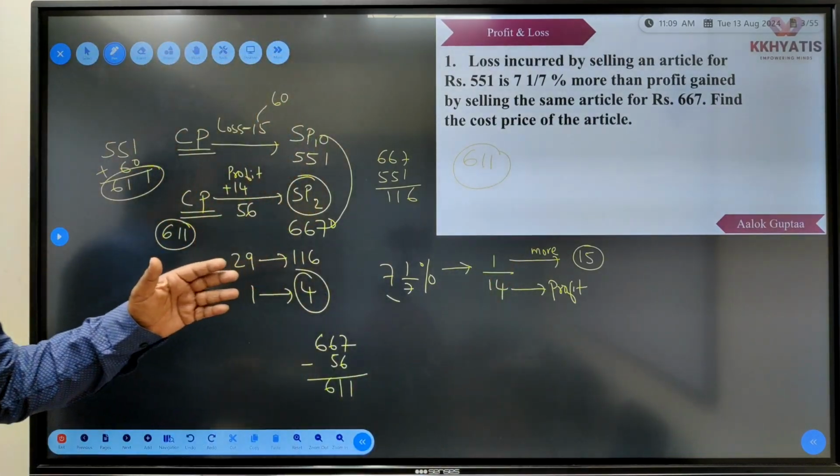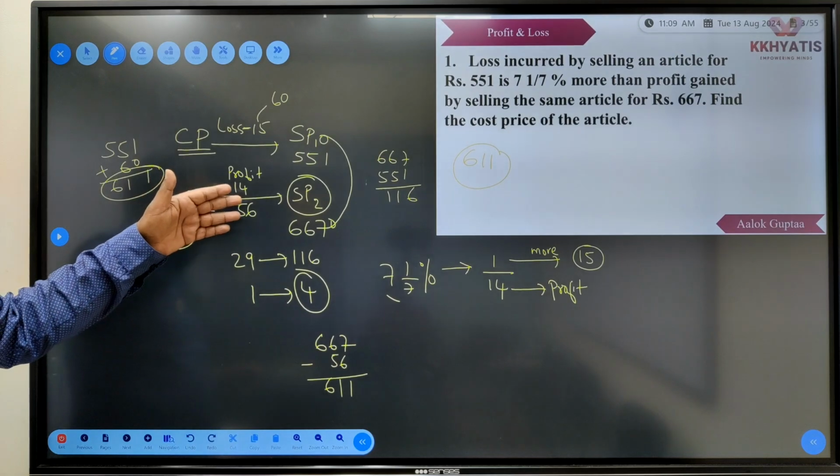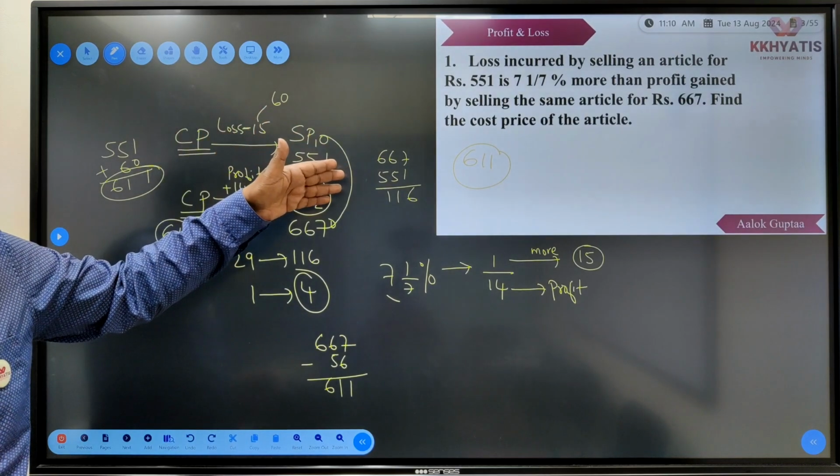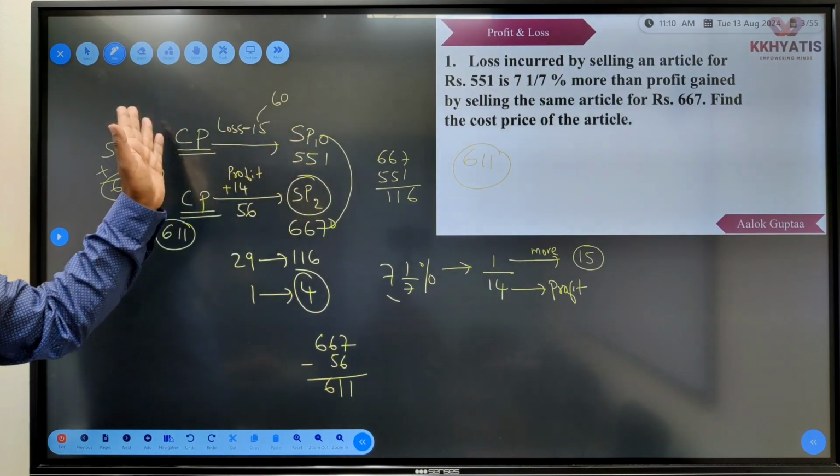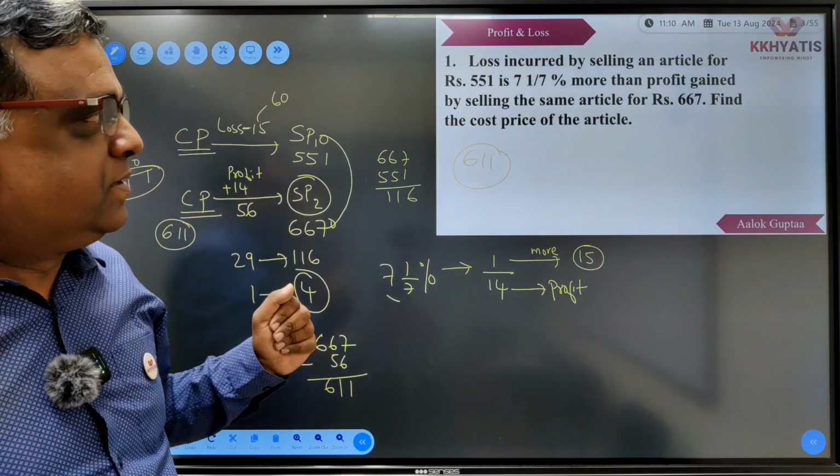So are you understanding the concept? कैसे हम calculate कर रहे हैं? How we are relating the difference between profit and loss and trying to connect it with the actual values given of selling prices and then trying to find out the CP. Okay? Let's move ahead.